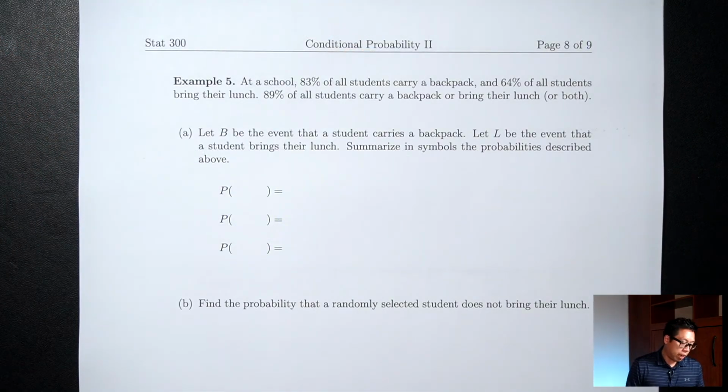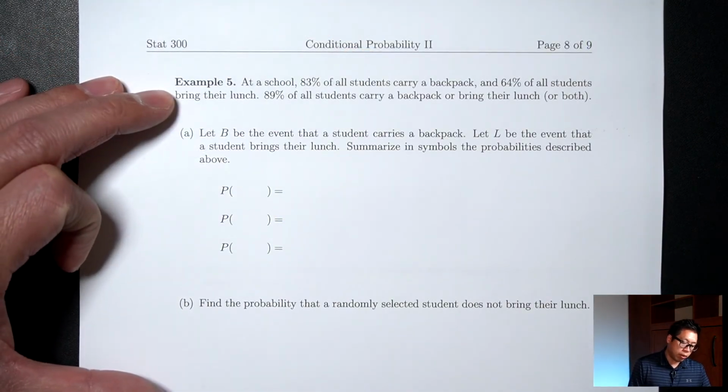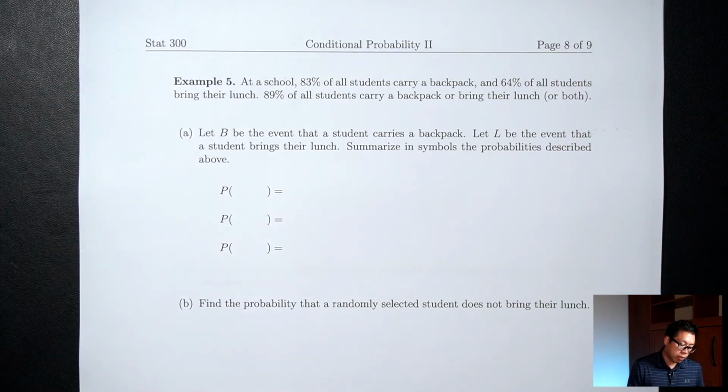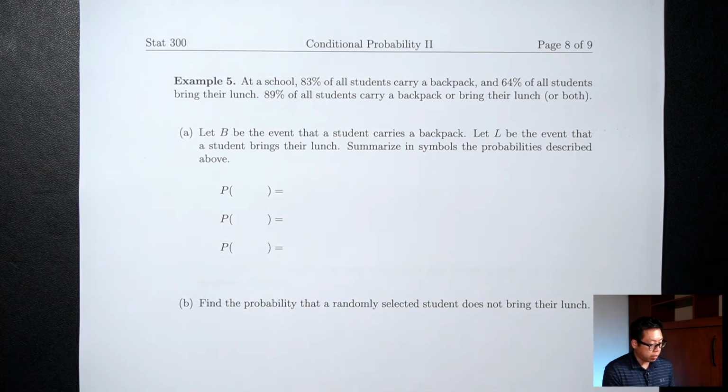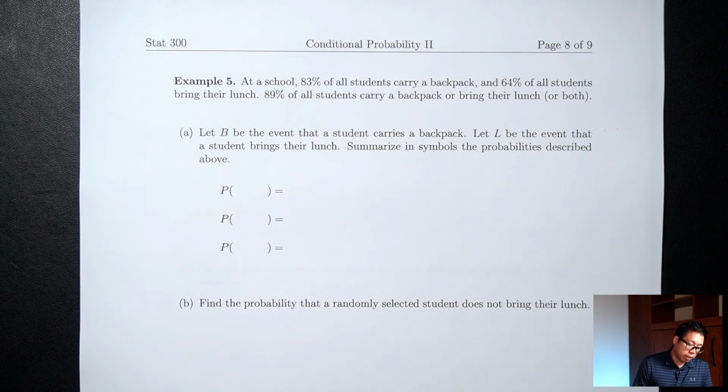Example 5. At a school, 83% of all students carry a backpack, 64% of all students bring their lunch, 89% of all students carry a backpack or bring their lunch or both. Part A, let B be the event that a student carries a backpack. Let L be the event that a student brings their lunch. Summarize in symbols the probabilities described above.